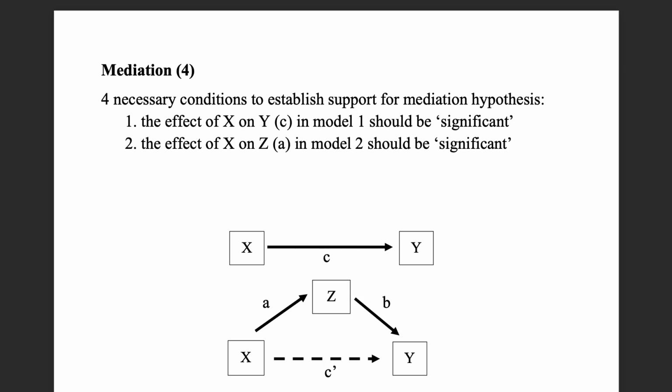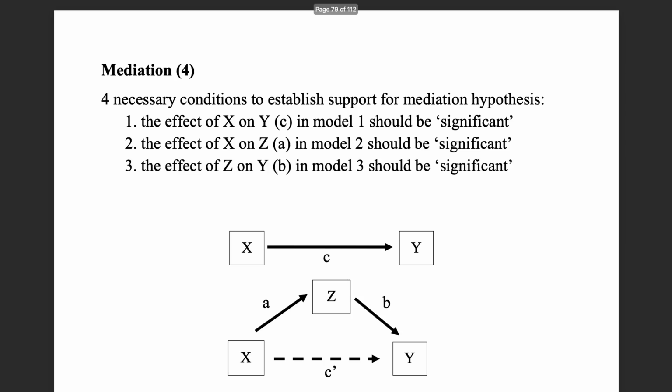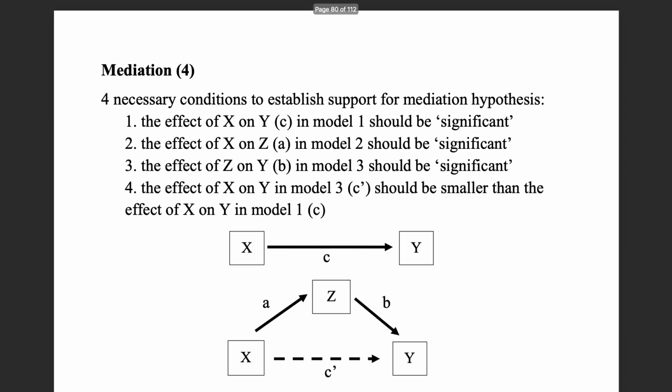That there is this indirect effect, and that means there needs to be this A path in the mediated relationship. So that should also be significant. And of course, the B path also should be significant. So the effect of your mediator variable on your dependent variable should also show such a small p-value that you are willing to say, well, it's quite unlikely to find this if there isn't some effect going on in the population. So this B effect should be significant.